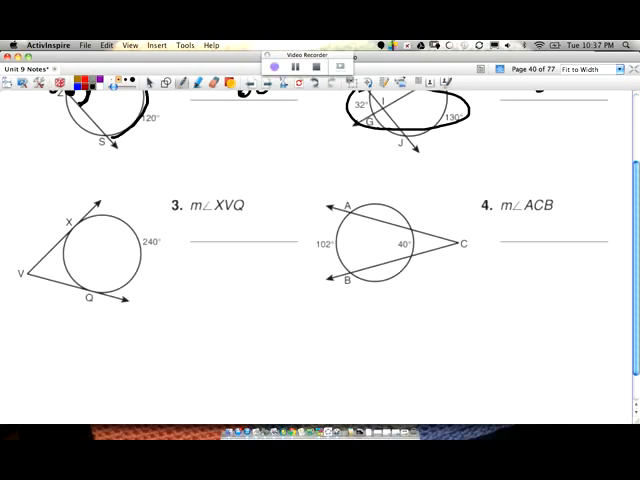Now they try to get all tricky on us. Notice this. Red arc, blue arc are both here. And they both make a full circle. So we got 240, and then whatever this arc here is, that's going to be 360 minus 240, which is 120. So this arc is 120. They didn't really write that down, but the information's there. It's not hard to find.